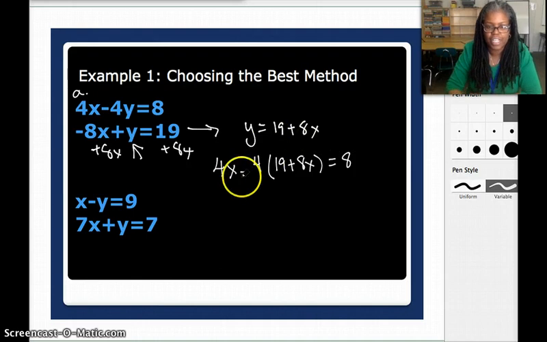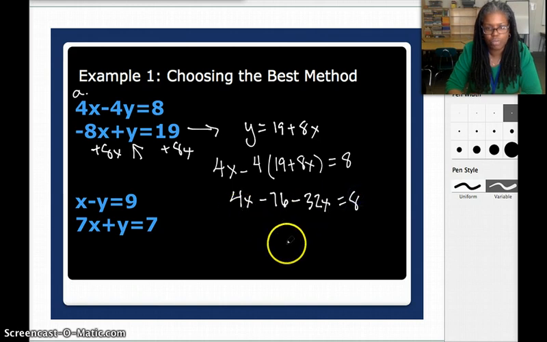So I'm going to solve for x. So distributive property in full effect here. I'm going to get 4 times 19 is going to be 76. It's going to be a negative 76. This is going to be a negative 32x is equal to 8. I'm going to join like terms together. Since this is 4x and this is a negative 32x, I'm going to get a negative 28x when I bring them together. When I add 76 to both sides, I'm going to get a positive 84 over here.